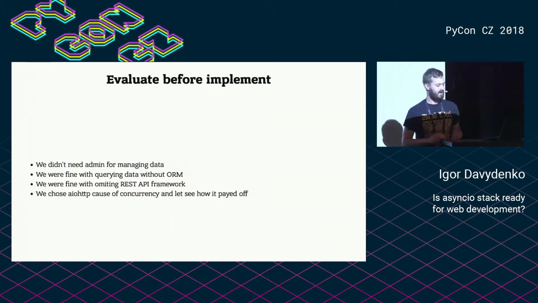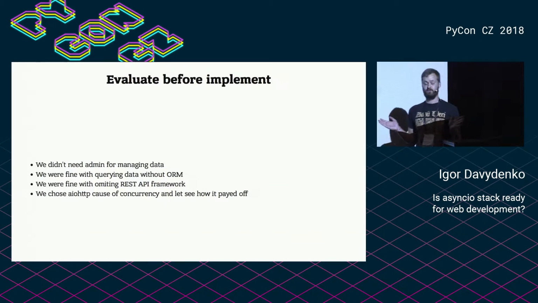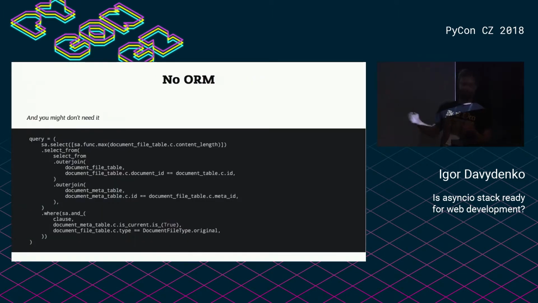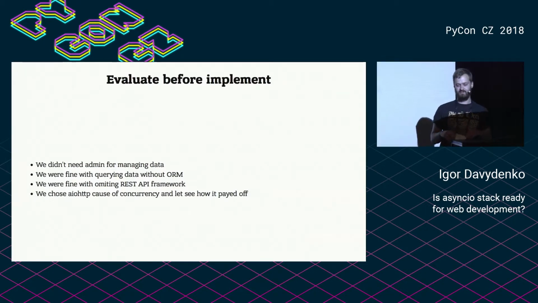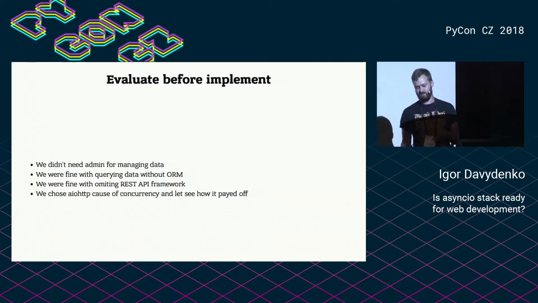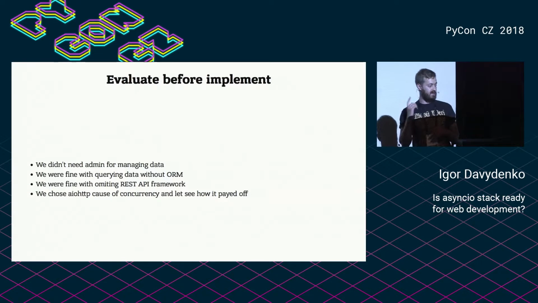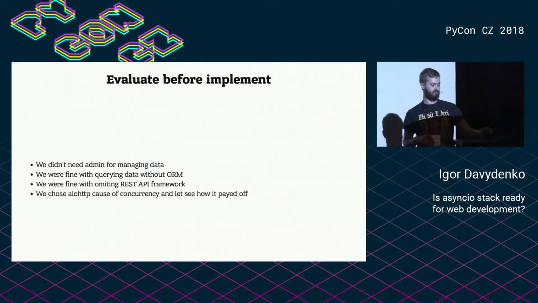But in reality, we just need to evaluate before we implement. We didn't need an admin for managing data because we don't want to administer our users' data. We're fine with querying data without an ORM because we think that this is a beauty. And we're fine with omitting a REST API framework and starting to make our own mistakes. And we chose aiohttp here especially because of concurrency, and let's see how it paid off.